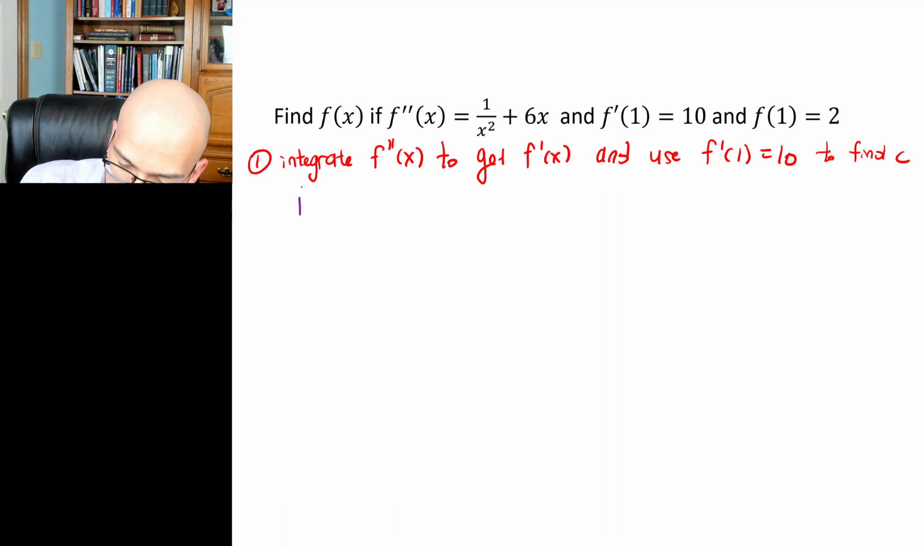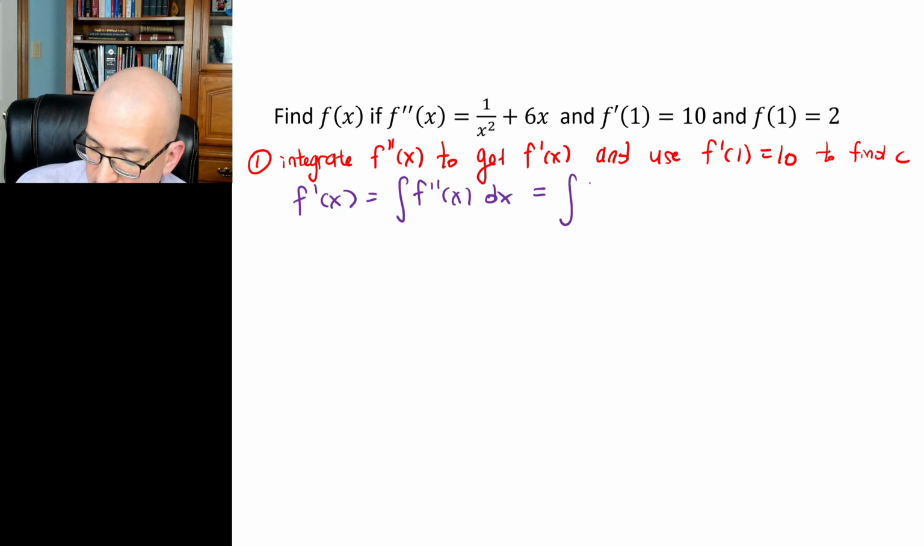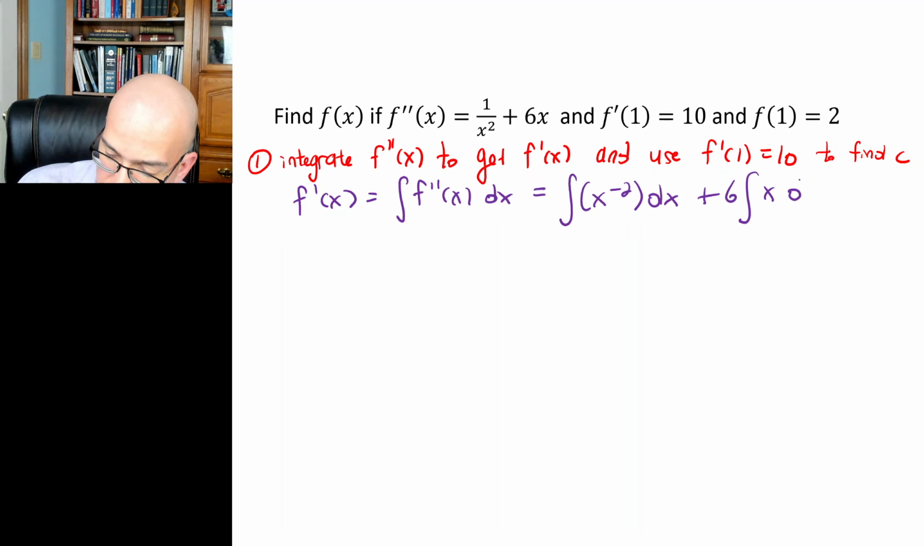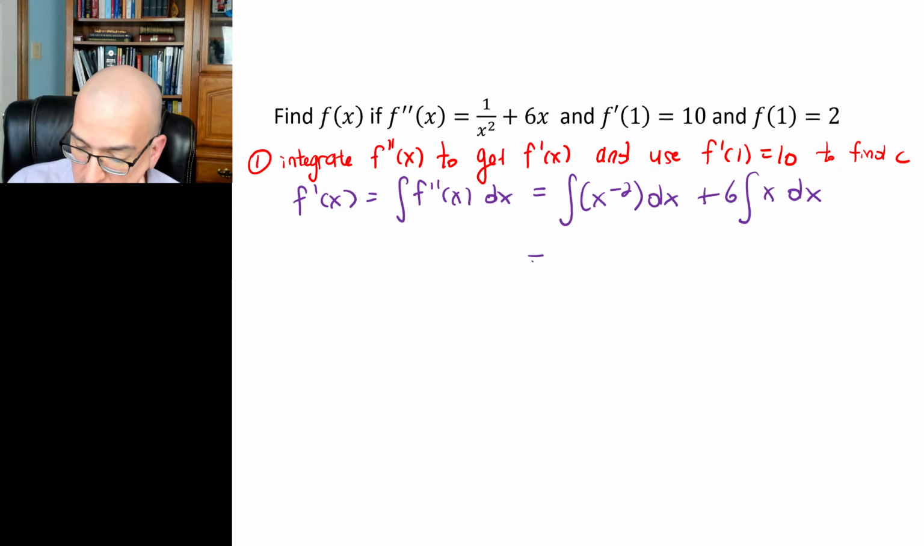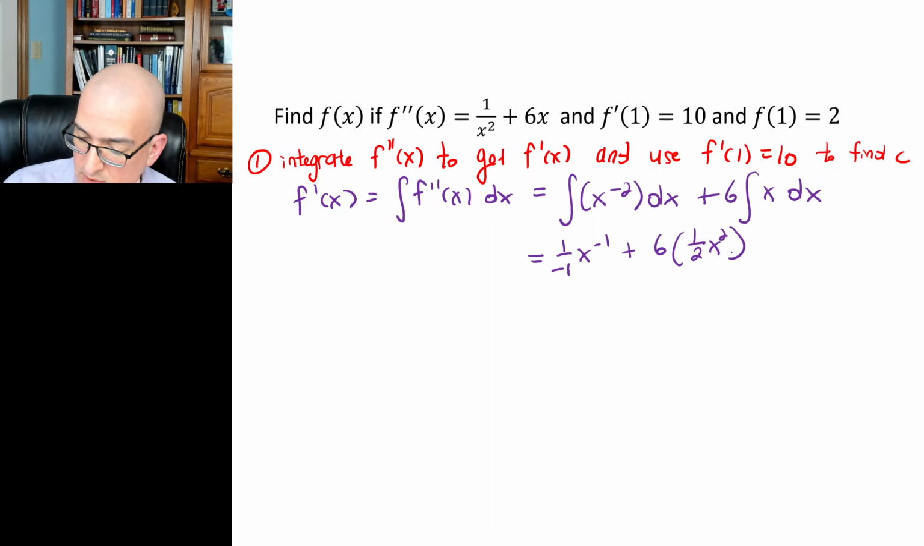So we'll do that. F prime of x is the antiderivative of f double prime of x, which is the antiderivative of x to the power of -2 plus 6 times the antiderivative of x, each with respect to the x variable. We're going to use the anti-power rule in the first one. We'll have 1 over -1 times x to the power of -1. And then the second piece, we have 6 times 1/2 x to the power of 2. We get a plus c. So -1 over x plus 3x squared plus c.